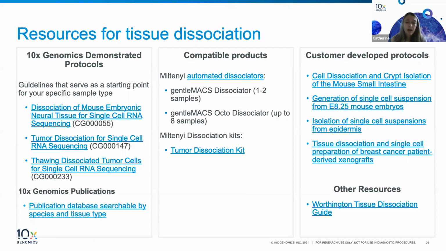We have a publication database on the 10x Genomics webpage as well. This is a really great place to find publications using our technology, and you can search by species and tissue types to see what others in the literature are using to dissociate their tissues.